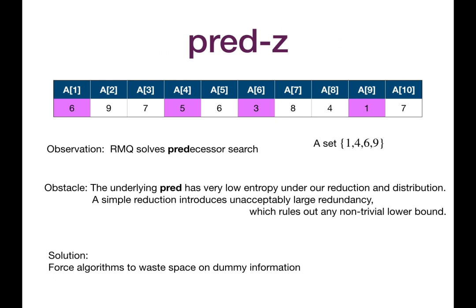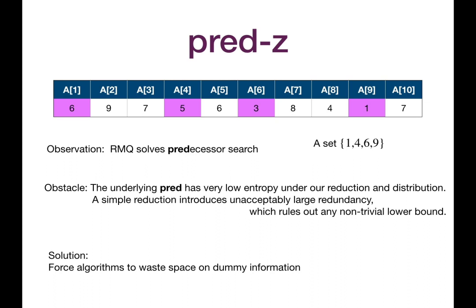We observe that RMQ becomes predecessor search if one end of the query range is fixed. For example, if the left ends of the queries are fixed to 1, this problem becomes predecessor search with database 1, 4, 6, and 9. In particular, the answer of any query with a right end less than 4 will be 1. So, it suffices to prove a lower bound for the underlying predecessor search.